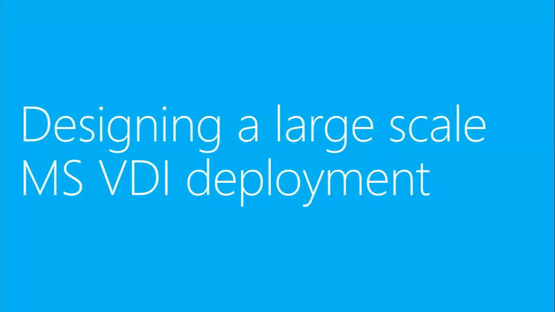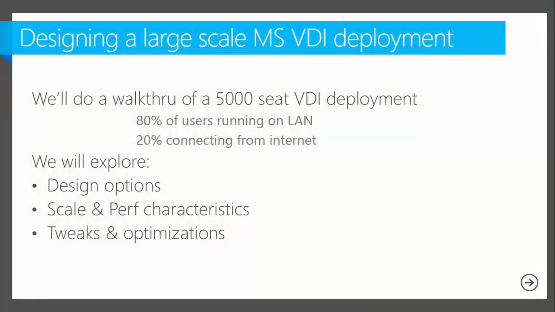So, designing a large-scale VDI deployment. We'll do a walkthrough. The way I've put these slides together is that I walk through what it takes to do a 5,000 seat deployment and talk about what the design options are, what the scale and performance characteristics of the subsystem are, and what we can tweak. I've chosen that, from what we've seen, about 80% of users are on-site, on LAN, and about 20% at any time are coming from the internet.